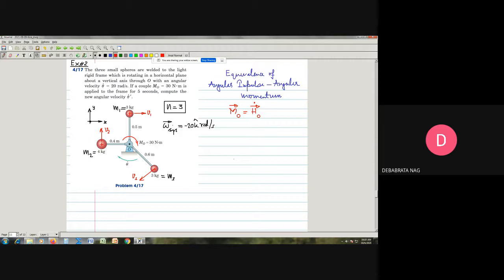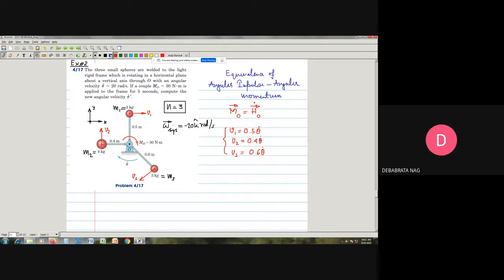And we can see from here that the magnitudes of these velocities, that means v1, is going to be equal to 0.5 times theta dot, where theta dot is the angular velocity at any point of time. We see that v2 is going to be equal to 0.4 theta dot, and v3 is going to be equal to 0.6 theta dot. So these are the velocities that we are getting.